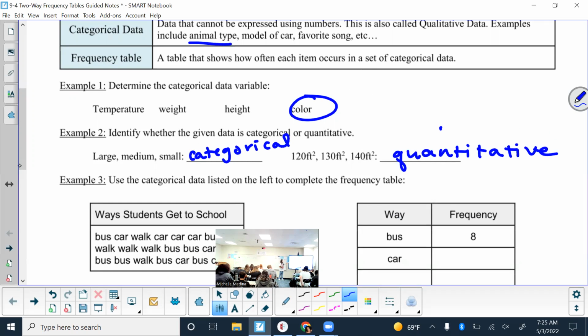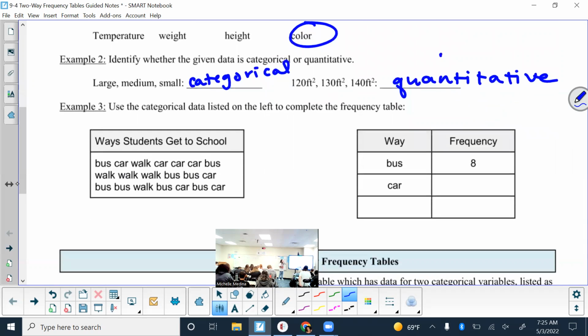All right, now let's look at an example of a frequency table. This one's just a one-way frequency table. We're going to look at two-way frequency tables on our test. But just to kind of give you the gist, this is a survey of how students get to school. So a bunch of different ways that were collected. Some of the table is already filled out for you.